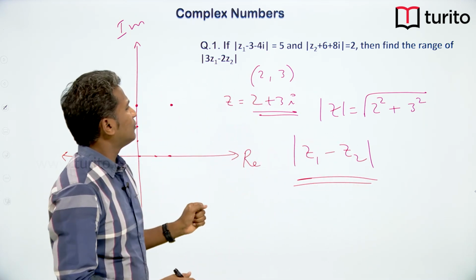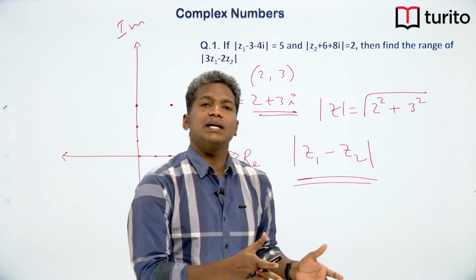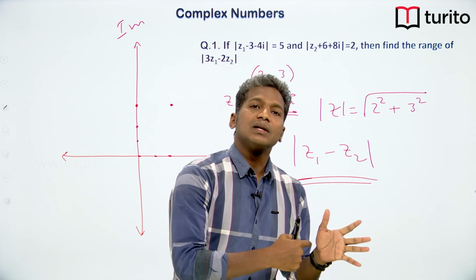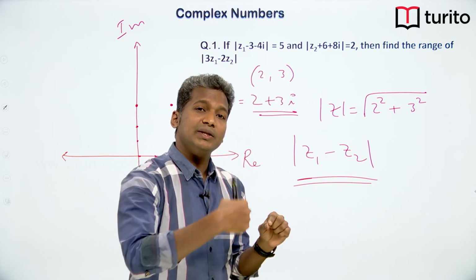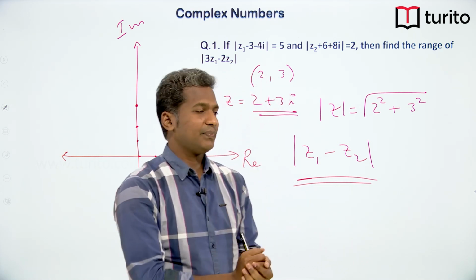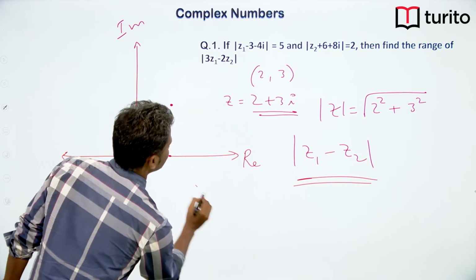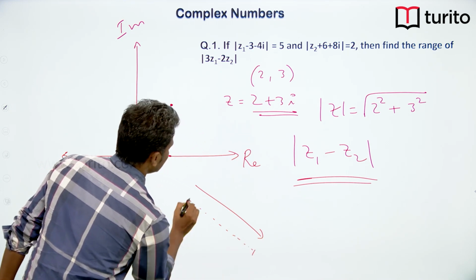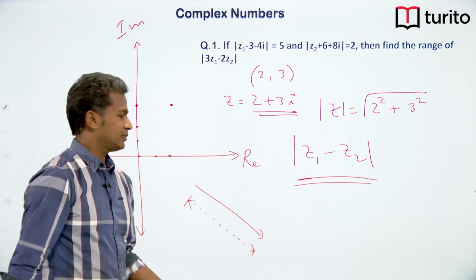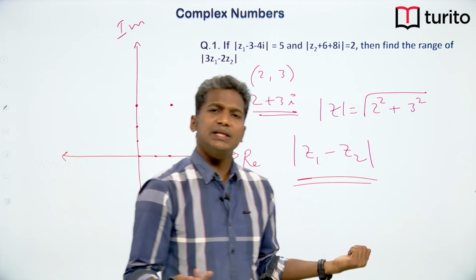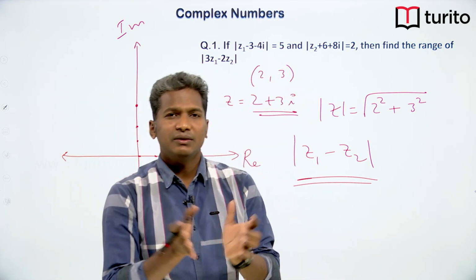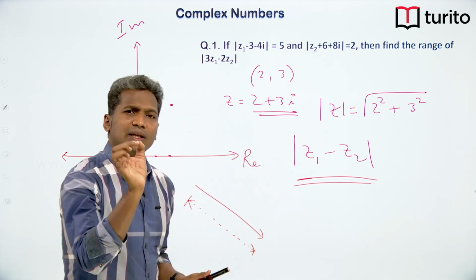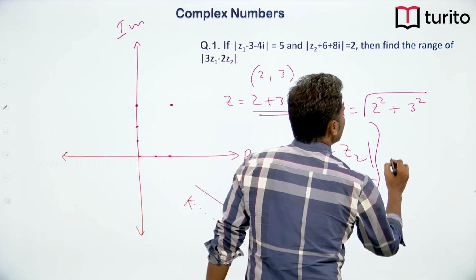Now, also mod z can be treated as the magnitude of the vector. A vector has direction plus magnitude. Magnitude represents the distance only. Suppose we have a vector something like this. To represent this length, we use the terminology magnitude. So magnitude and distance are one and the same, but there is a different terminology. Now, also there is another concept called argument.